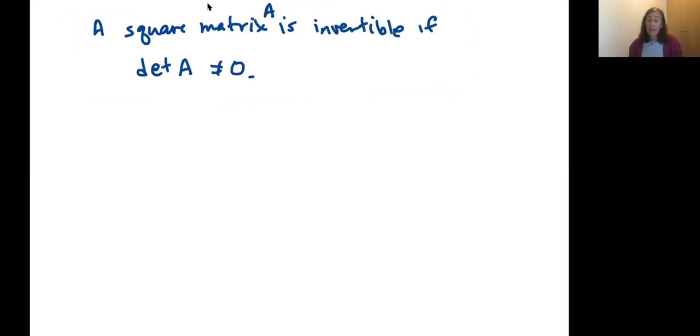And that's enough know-how for finding inverses and finding determinants to allow you to work through some 2 by 2 examples. So that's where we're going.